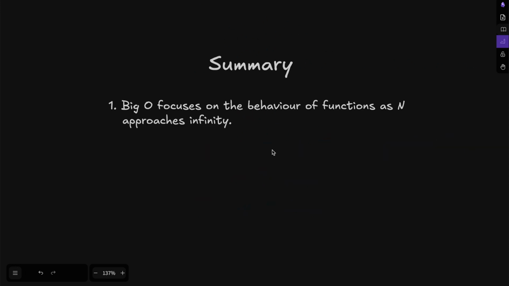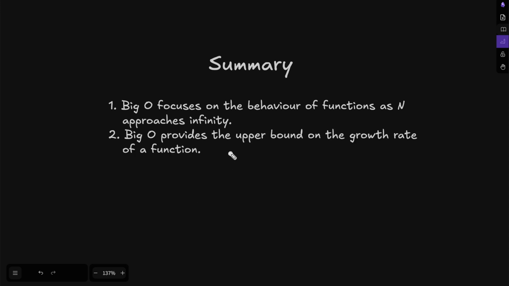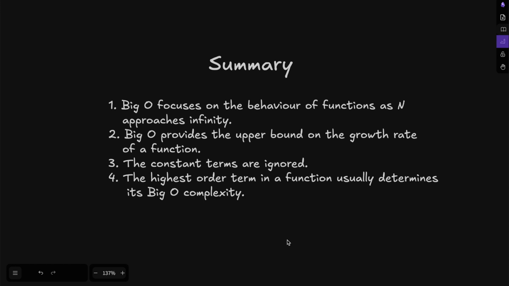Now to summarize, Big O notation focuses on the behavior of a function as n approaches infinity. That is more of a mathematical definition. Big O notation also provides an upper bound on the growth rate of a function. Keep in mind that the constant terms are ignored. They don't play a role in the growth rate of the overall function. And as we saw with the examples, the highest order term in a function usually determines its Big O complexity.